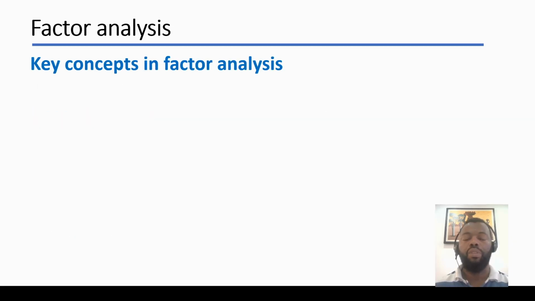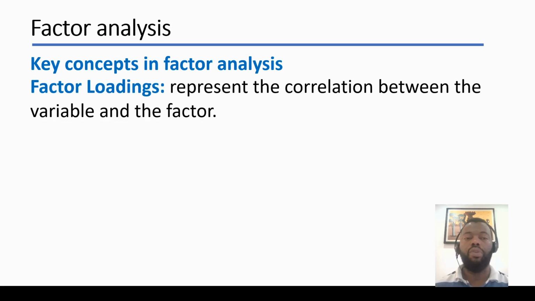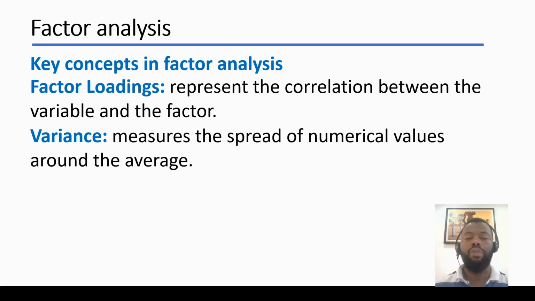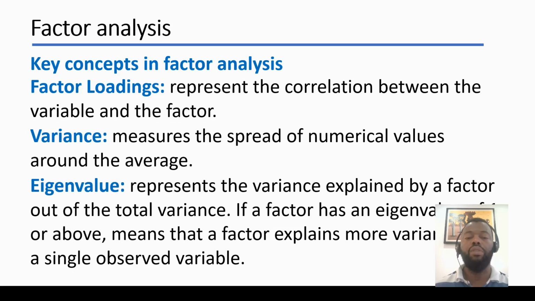Key concepts in factor analysis: we have factor loadings, which represent the correlation between the variables and the factor. We have variance, which measures the spread of numerical values around the average. We have eigenvalue, which represents the variance explained by a factor out of the total variance. If a factor has an eigenvalue of 1 or above, it means that the factor explains more variance than a single observed variable.